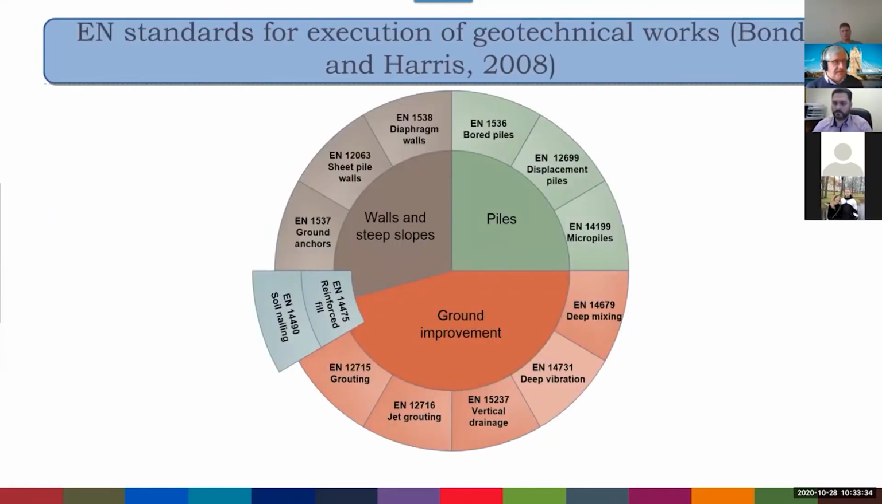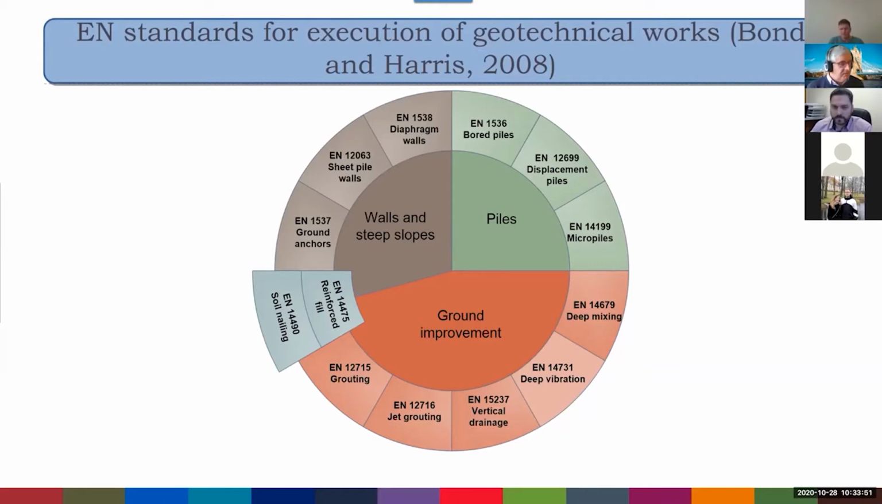So let's look at these execution standards. There's a range of them. I think there's 13 or 14 of these now. They cover walls and steep slopes in brown. They cover pile foundations in green, which we're not covering today. They cover ground improvement techniques.